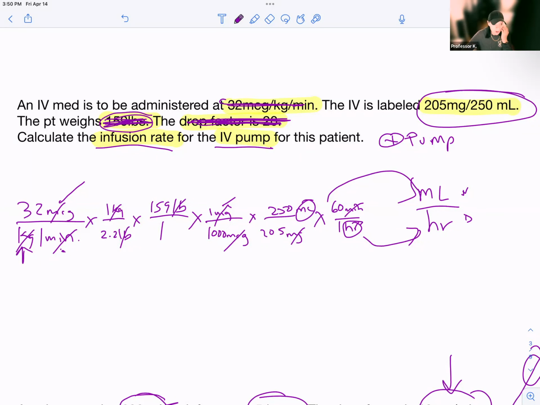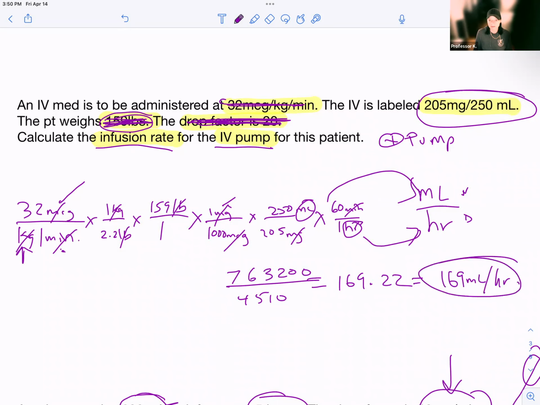So when I do all the long math, literally long math, 763,200 over 4510 will give me 169.22. Anything over 10, I round to the whole number. So it's going to be 169 milliliters an hour is what I'm going to set that pump on.